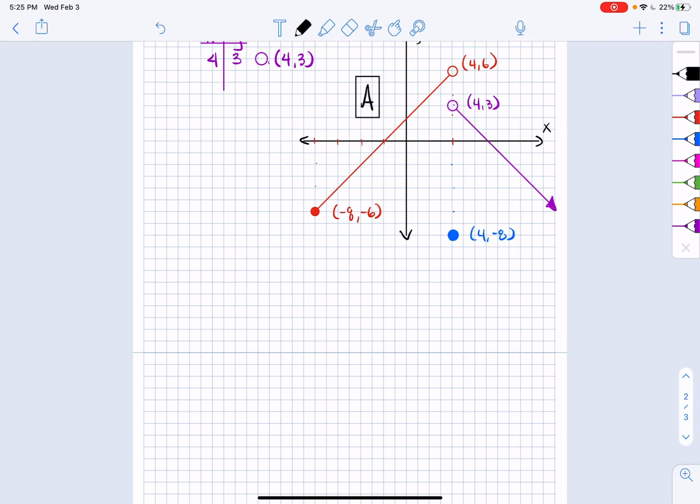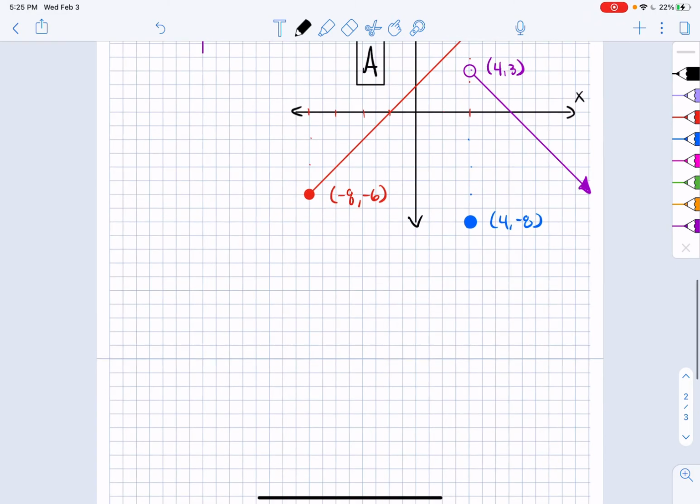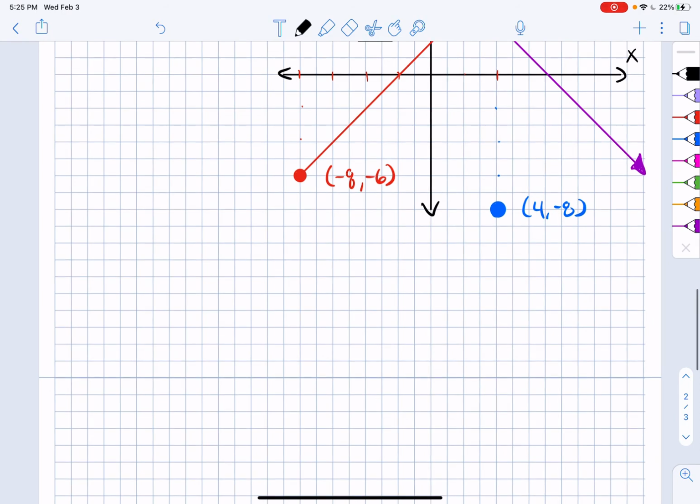All right, on to number 7. Let's see. So let's try this. 7. All right, 7 says it wants to pass through the point 2, 5, but it has to be perpendicular to the line negative 3x plus y minus 6 equal to 0.